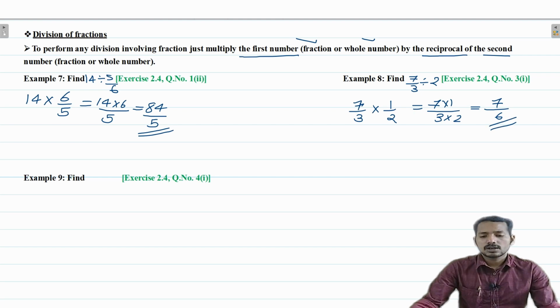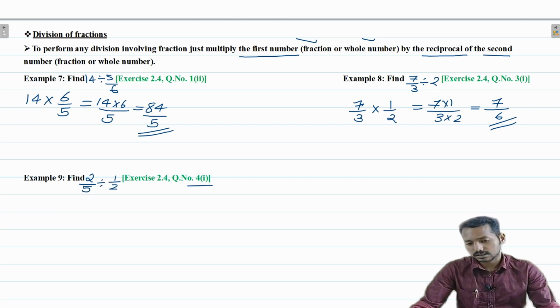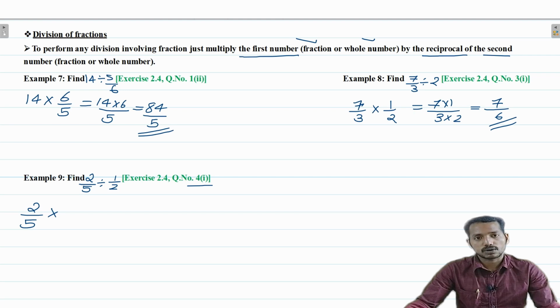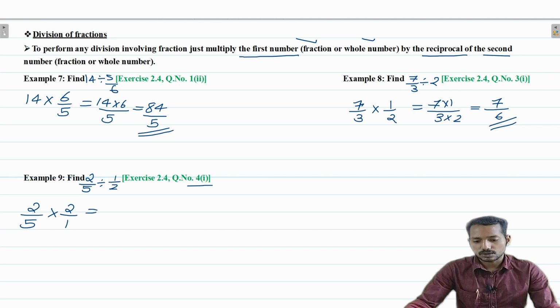That's it. One more example we can take, that is question number 4, option number 1. 2 by 5 divided by 1 by 2. Here both are fractions. So just write the first fraction as it is, 2 divided by 5 into, multiply with the reciprocal of 1 by 2, which will be 2 by 1. That is actually 2. Clear? Which is equal to 2 into 2 is 4 divided by 5 into 1 is 5.